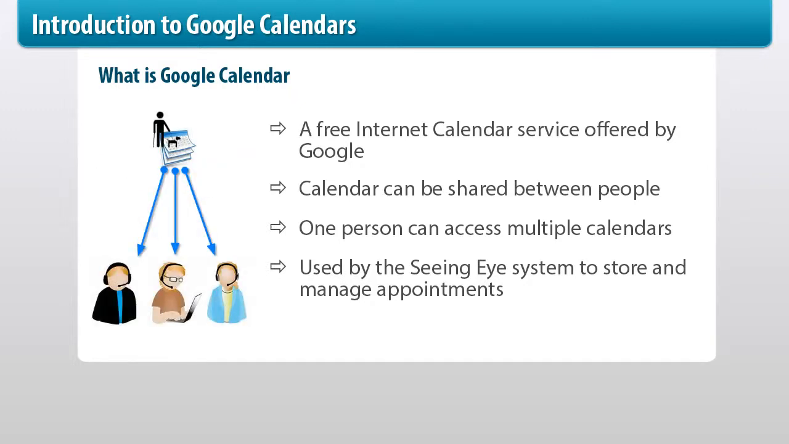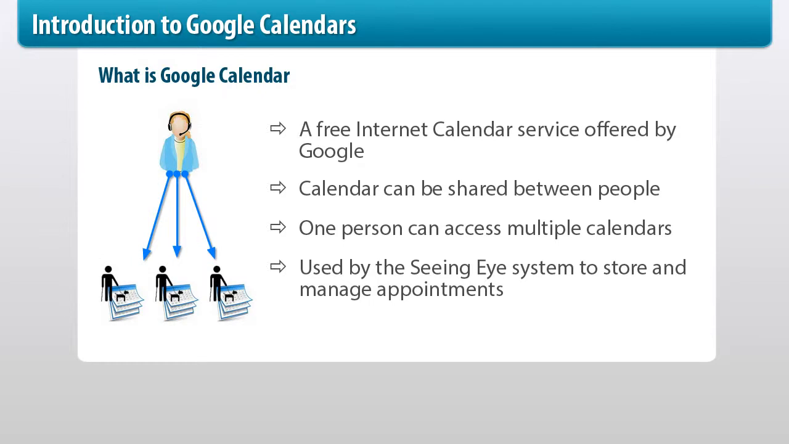Firstly, an individual's calendar can be shared out to multiple people. This is important in our situation where our blind and low vision friends need to share their appointment books with their sighted helpers and the Seeing Eye Support Angels. And secondly, a single person has access to the calendars of multiple people. Again, this is necessary for our Seeing Eye Support Angels to access the calendars of many friends.